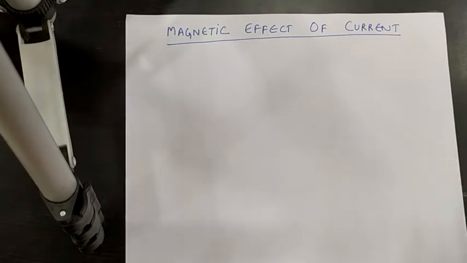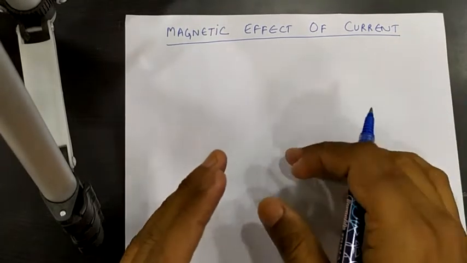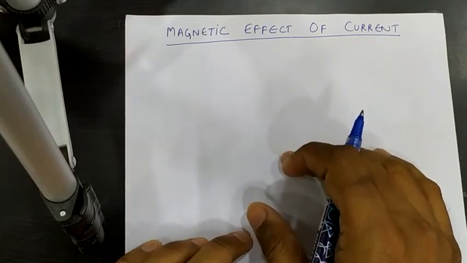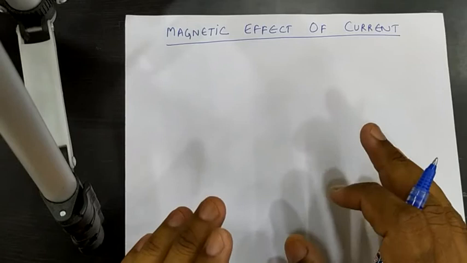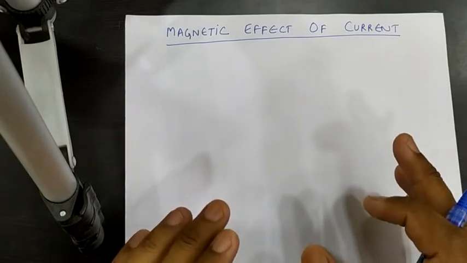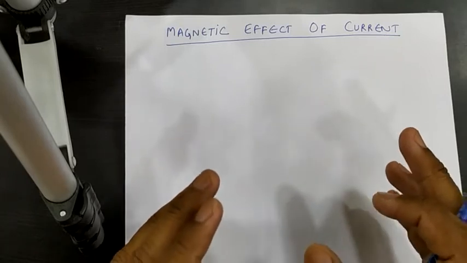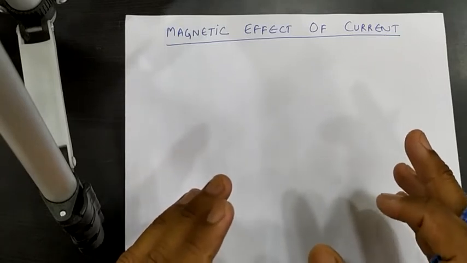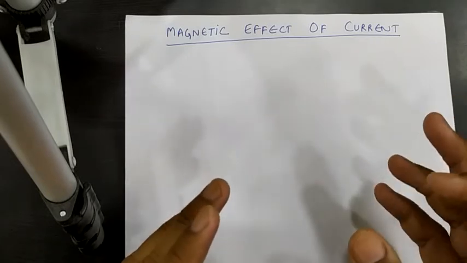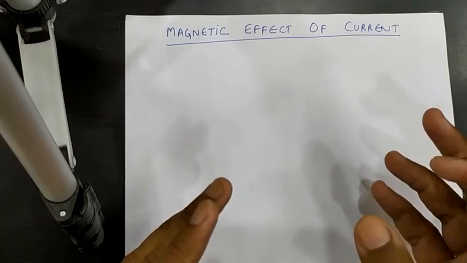Now we are discussing the last part of electric current for 10th standard, that is electricity part 3. In this case we will be going to discuss the magnetic effect of current. So I hope you know what a magnet is. A magnet is an object which attracts pieces of iron, steel, nickel and cobalt. So many forms of magnet you can see.